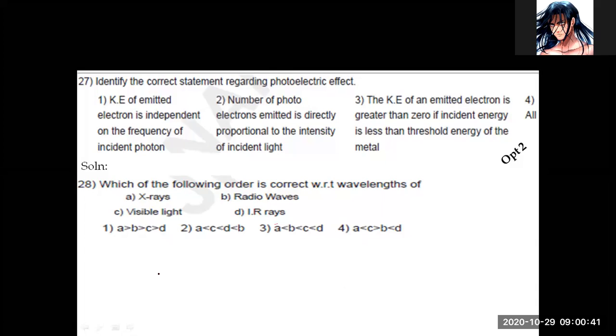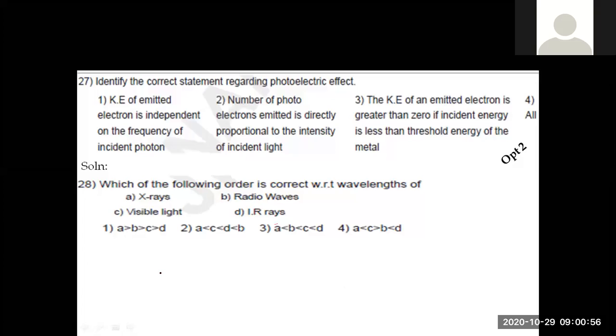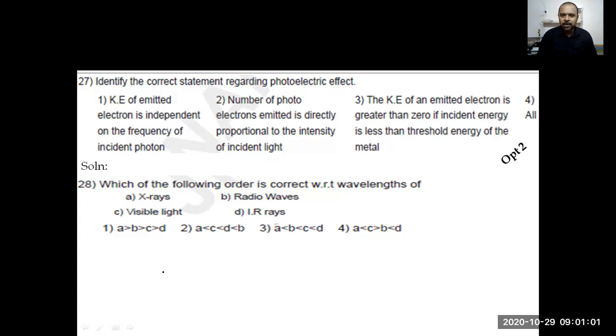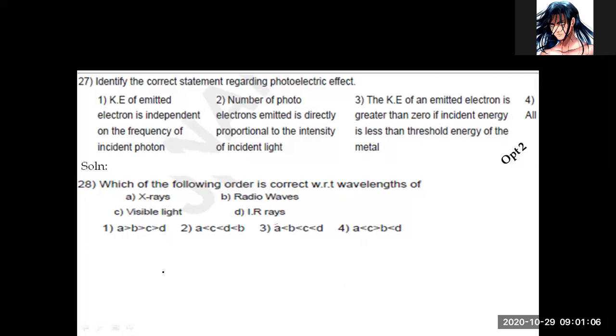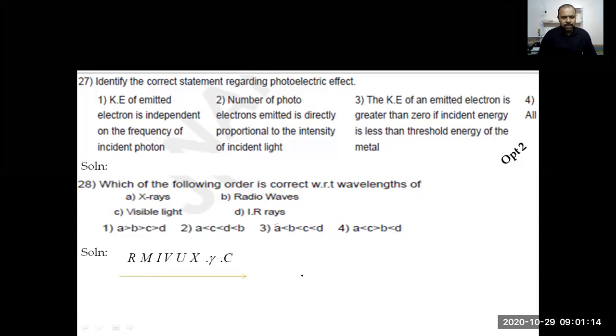Sir, because wavelength is inversely proportional to the frequency. Correct. So radio waves have the maximum wavelength, sir. So B is last; only the second option has B last. What is the word to remember for the electromagnetic spectrum? R mu gamma C. Just remember that. That's all. In this R mu gamma C, from R to C, wavelength decreases.